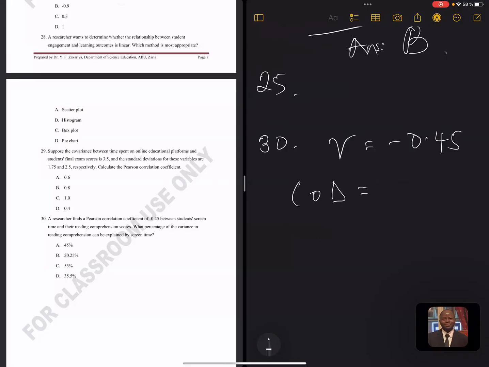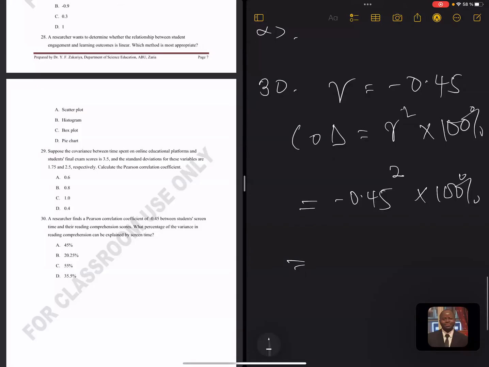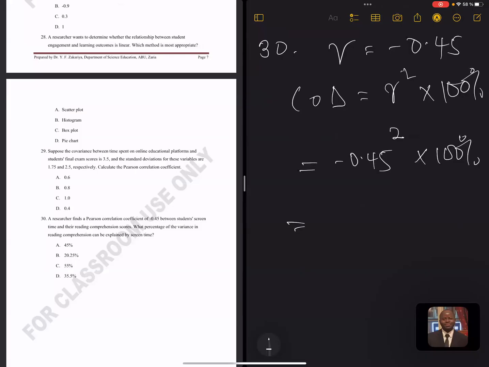So in this case, you are given the correlation coefficient, and now you look for the coefficient of determination, which is equal to R squared. If you are putting it as a percentage, it is multiplied by 100%. So this will be minus 0.45 squared multiplied by 100%. What is minus 0.45 squared? 0.2025, right? Multiply by 100%.